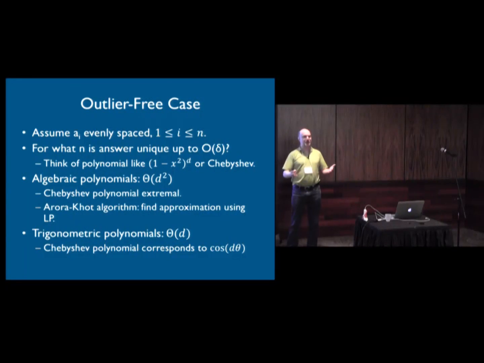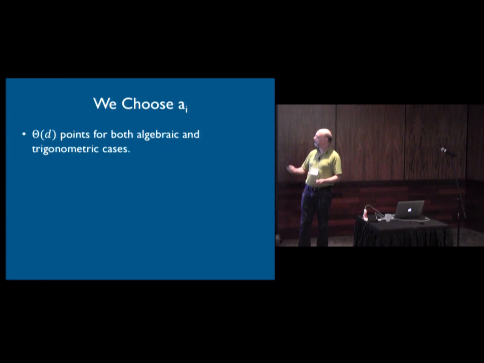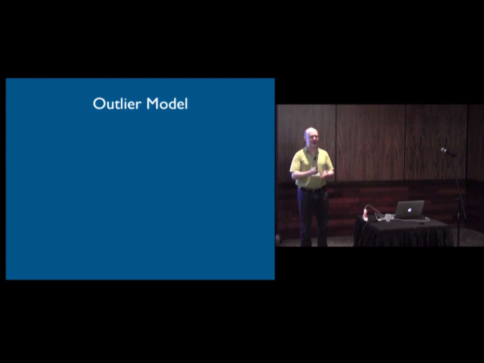For trigonometric polynomials, the situation is nicer. Order d points is necessary and sufficient. And the Chebyshev polynomial just corresponds to cosine d theta. Okay, and if the situation's a bit different, if we choose the AI, then order d points are necessary and sufficient for both settings. And the correspondence is just x equals cosine theta. So we can actually go back and forth between the two settings. So uniformly spaced points for theta corresponds to the so-called Chebyshev distribution, where there are more points close to -1 and close to +1. Okay, so that's the situation with no outliers.